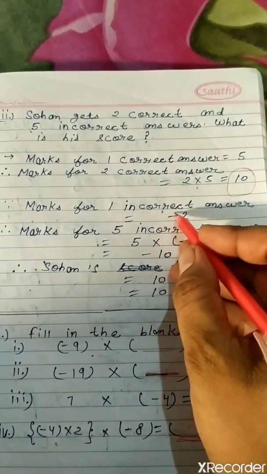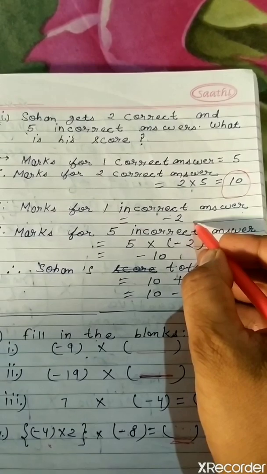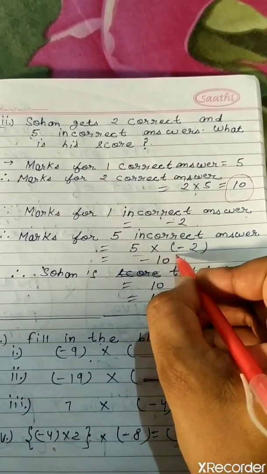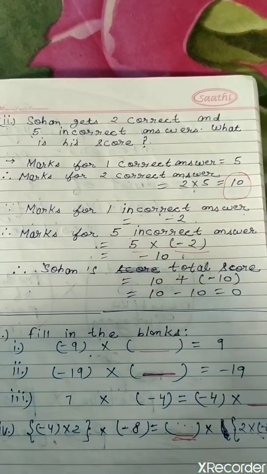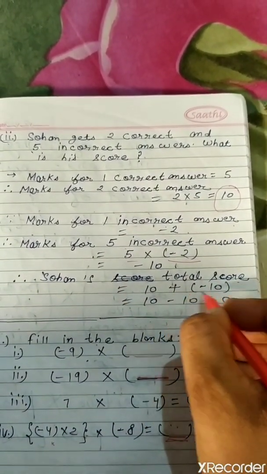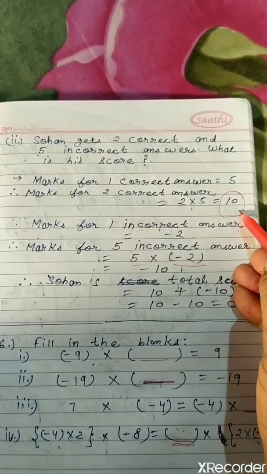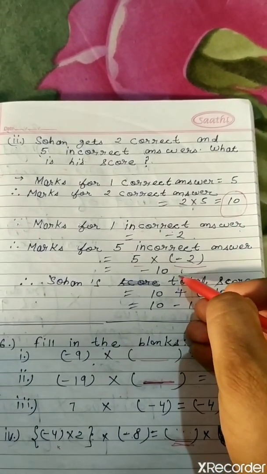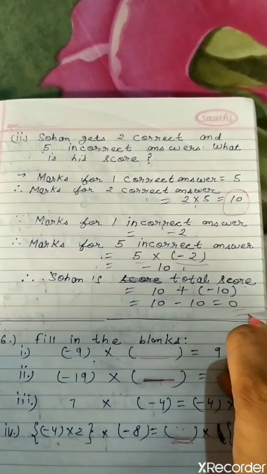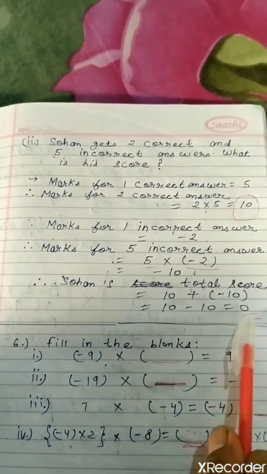And marks for 1 incorrect answer is minus 2. Then the marks for 5 incorrect answers is 5 into minus 2, by the unitary method, that is minus 10. So now Sohan's total score is 10 plus minus 10. 10 marks by correct answers, minus 10 marks by incorrect answers. So 10 plus minus 10 is 10 minus 10, which is 0. So his total score is 0.